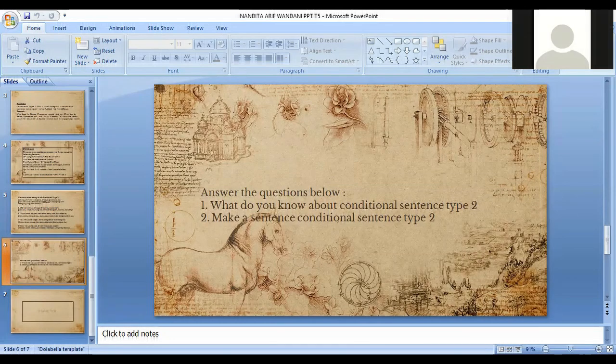I will answer number 2. Make a conditional sentence type 2. Answer, he would be here if they had much money. Okay, that is all for me. Thank you.